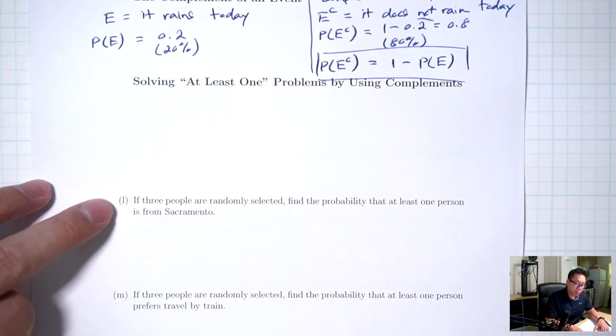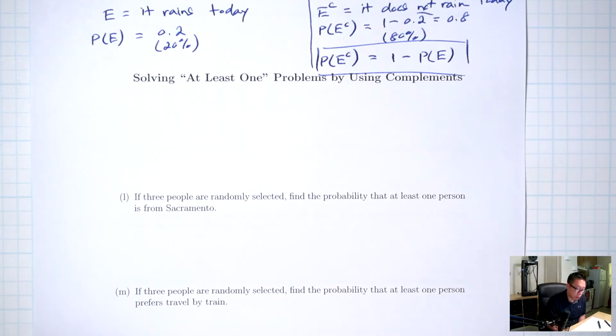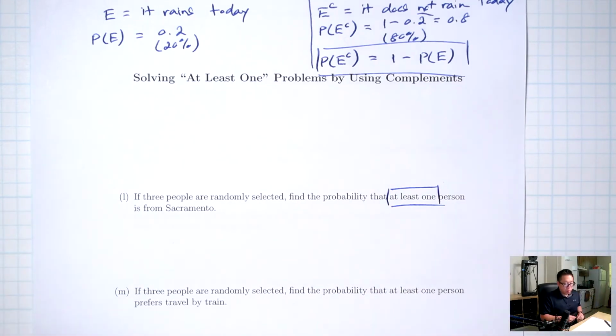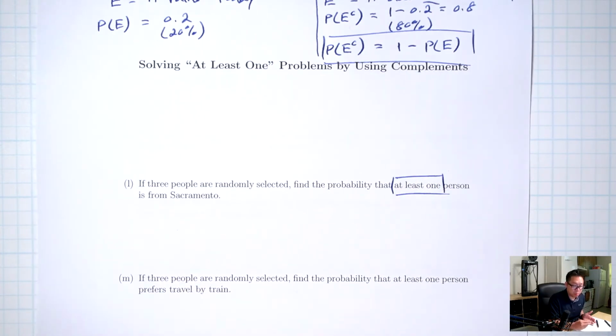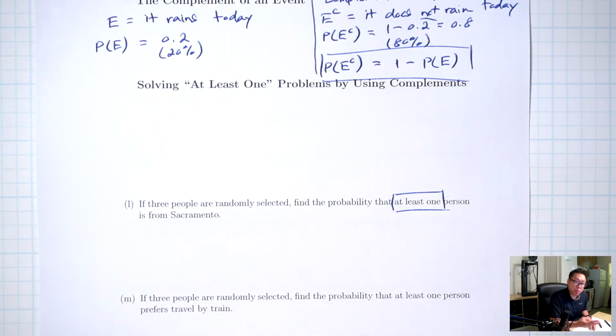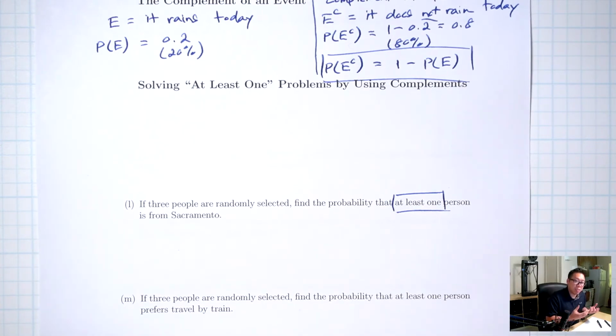Let's actually read part L. If 3 people are randomly selected, find a probability that at least 1 person is from Sacramento. What does at least 1 mean? We're talking about selecting 3 people, so at least 1 means 1 or more. So it could mean 1, it could mean 2, it could mean 3. And that's the problem with solving at least 1 problems directly, because you have to take into account each of those situations separately and then combine the answers.